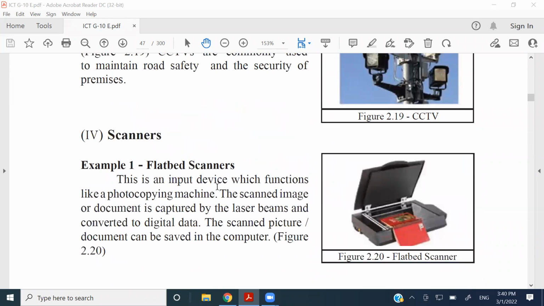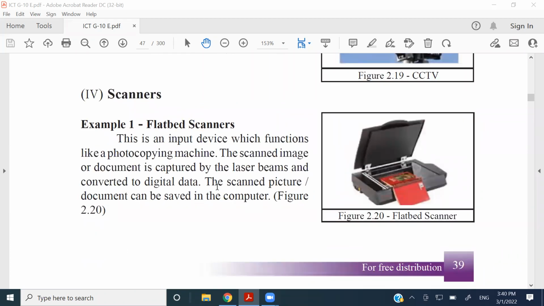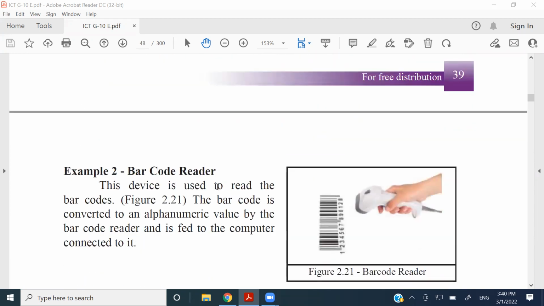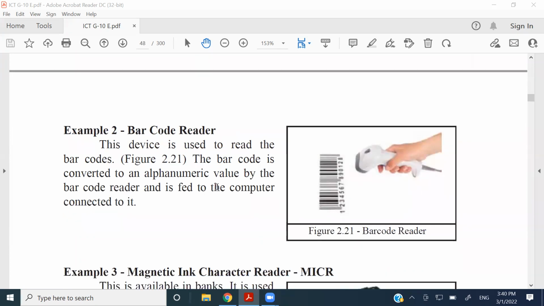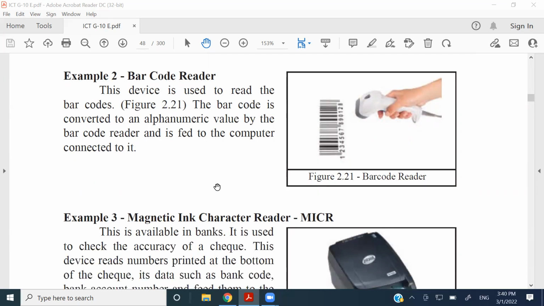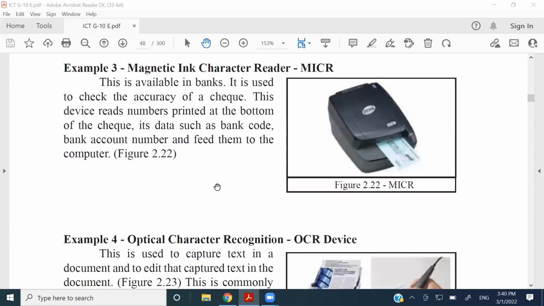And the scanners, we talked about the flatbed scanners, which help us to scan a particular document or a picture on a particular book or a particular sheet. And then the barcode scanner or the barcode reader reads the barcode, or in other words scans the barcode, and gets to know the details inside it. And MICR, something new to you, the magnetic ink character reader.